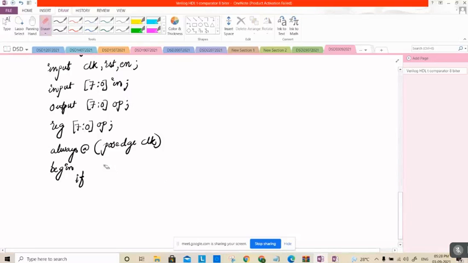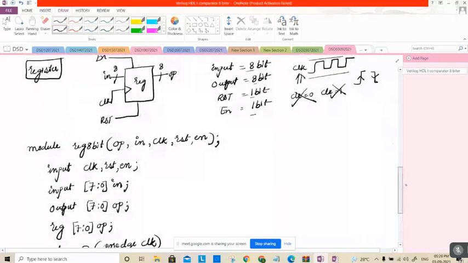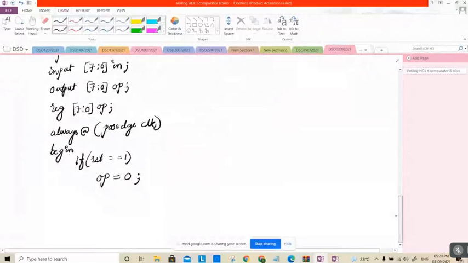For understanding, I will be giving it here. If reset is equal to 1, what will happen to the output? 0. Do we need to consider the value of enable here? No, sir. Right? Whenever reset is equal to 1, irrespective of the enable value, output must be 0. Whether enable is equal to 1 or 0, it doesn't matter. Whenever reset is equal to 1, straight away output must be equal to 0.